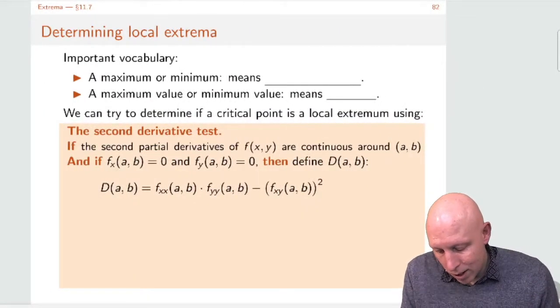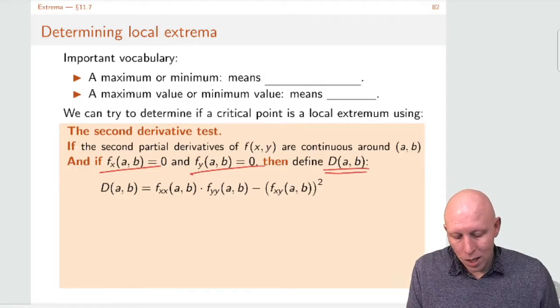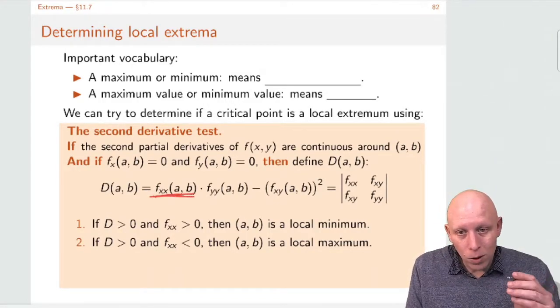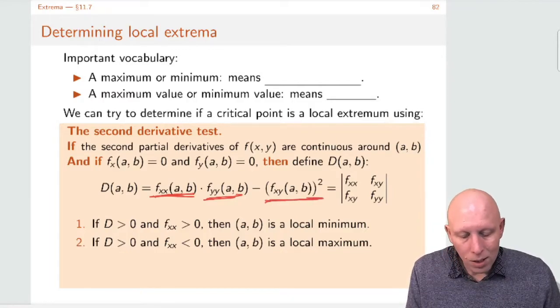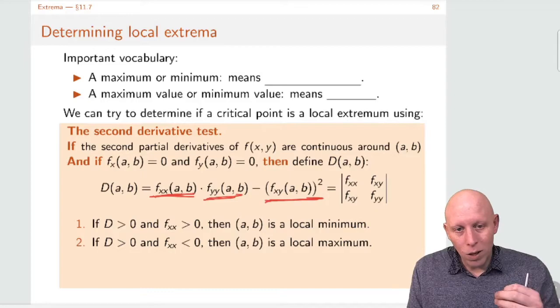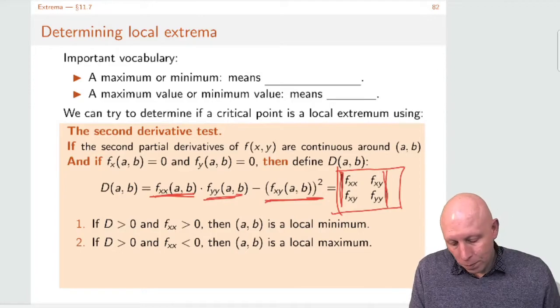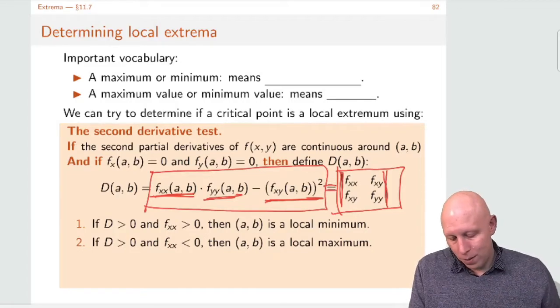If you're in this case, we're going to define D of (a, b). This is going to be the discriminant of (a, b). The way we're going to get it is the second partial derivative with respect to x, times the second partial derivative with respect to y, minus the square of the mixed partial, f sub x y of (a, b), squared. Now there's a really nice matrix form of this. It's the determinant of this matrix. Either of these two ways is exactly the same formula.